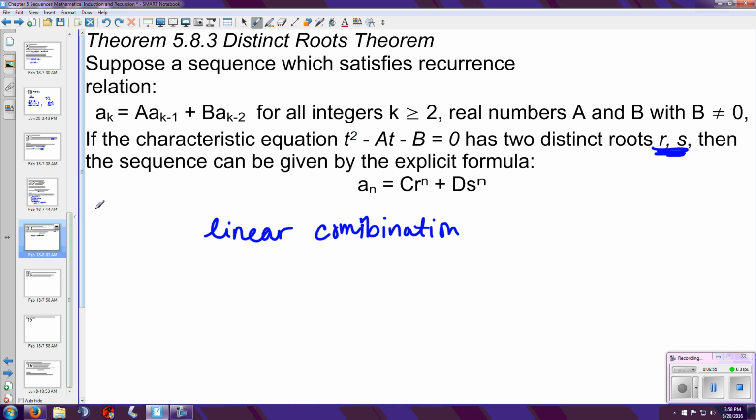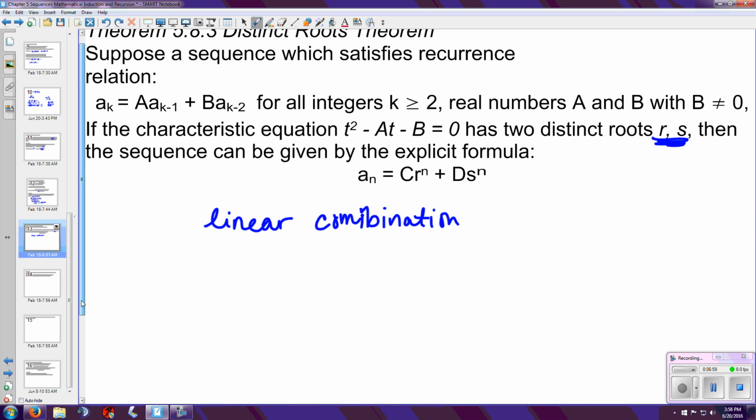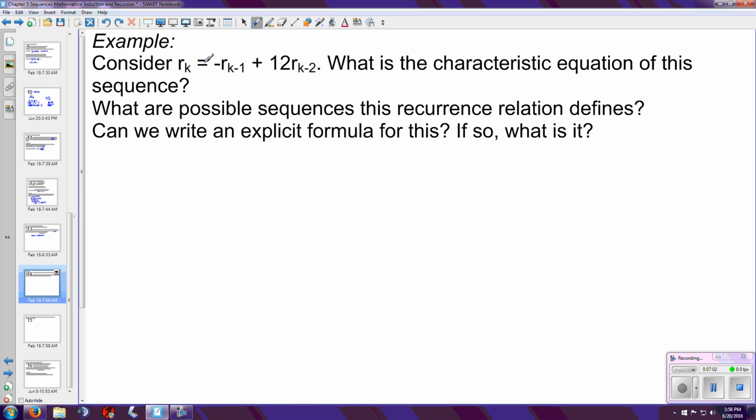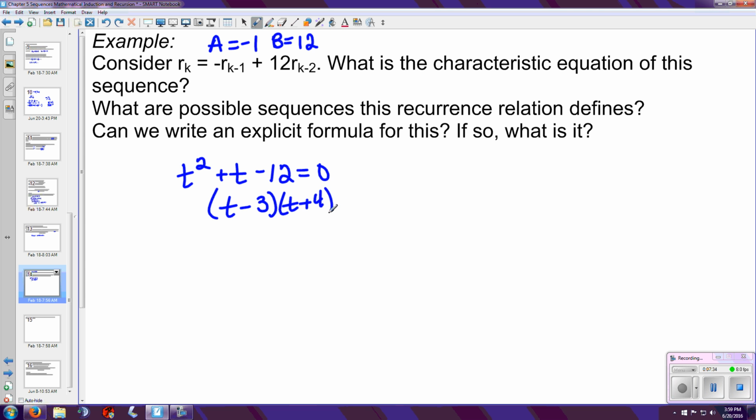In this example that we have, what are a and b? Well, a is equal to -1, b equals 12. So according to our characteristic polynomial, we have t squared minus -1, which is plus 1t, minus 12 equals 0. And this factors into t minus 3, t plus 4. Unlike the other example, we have two distinct roots now. So we have t equals 3 or t equals -4.